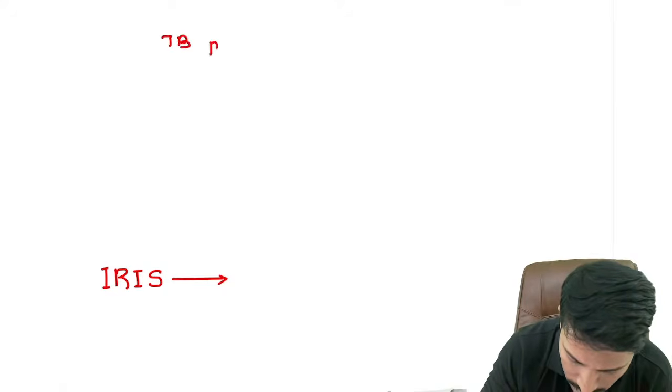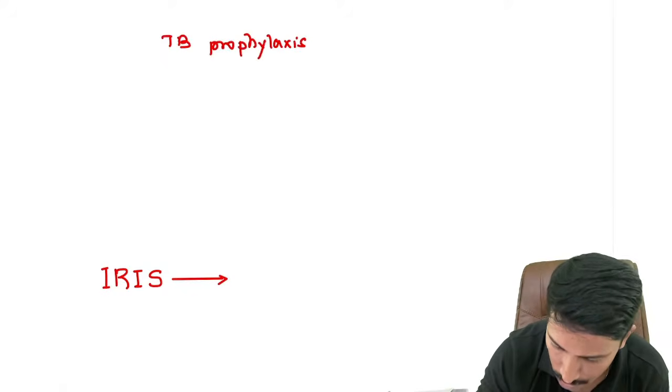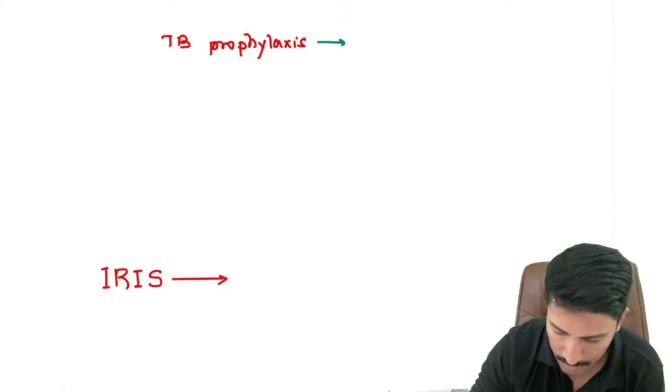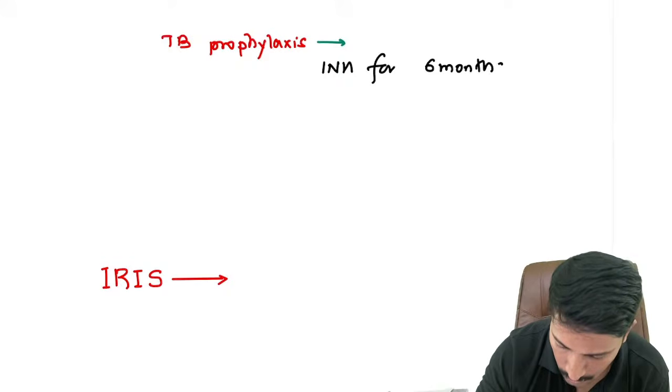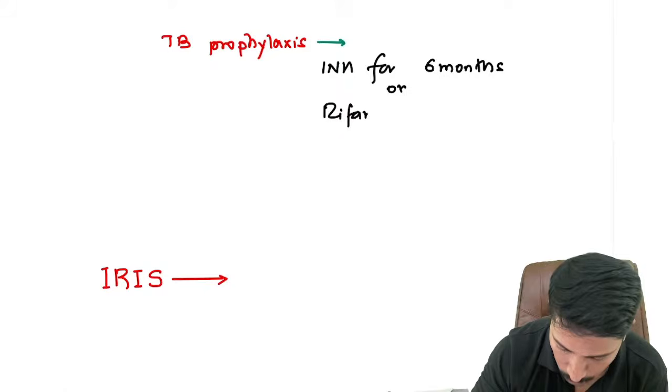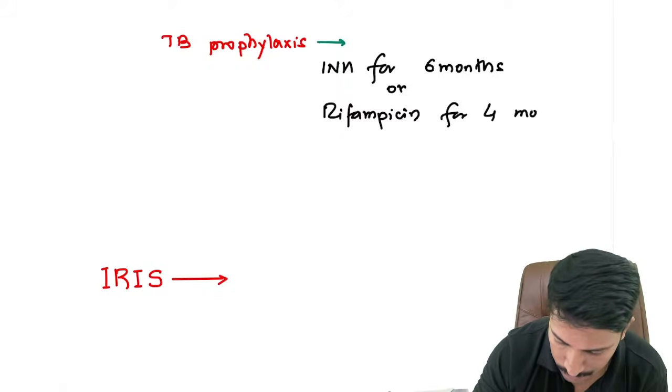So TB prophylaxis, what is the drug of choice? For TB prophylaxis in HIV individuals, we are primarily giving INH. We are giving INH for 6 months. Or we can also use rifampicin for 4 months.